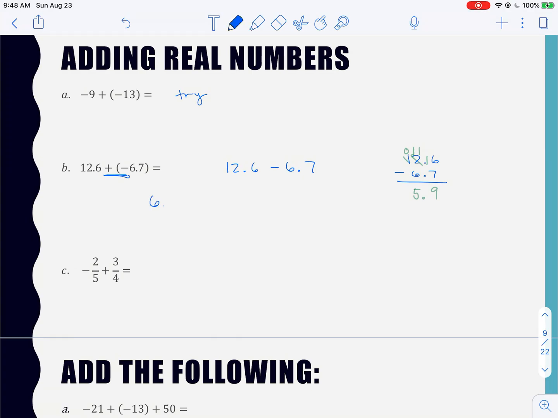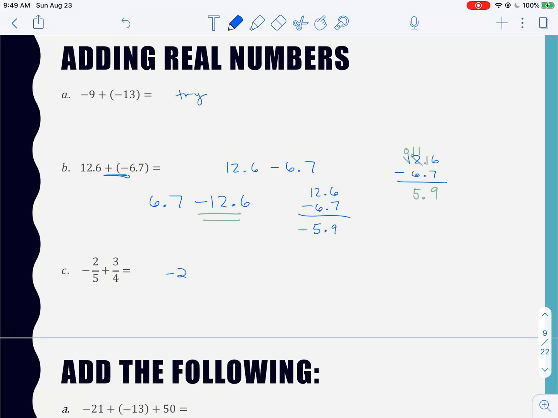What if it was the other way? What if it was positive 6.7 minus 12.6? Well, the good news is you can still subtract them the same way, right? Because if we want to know who won the game, we would still get 5.9. But notice this time, team negative won the game, so it's going to be negative 5.9 if you did 6.7 minus 12.6.